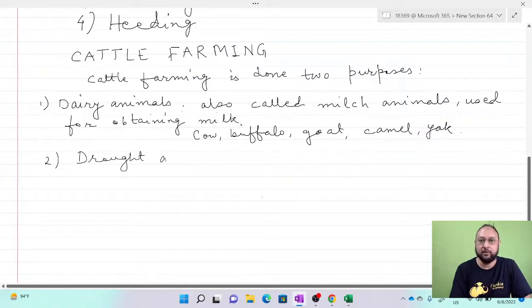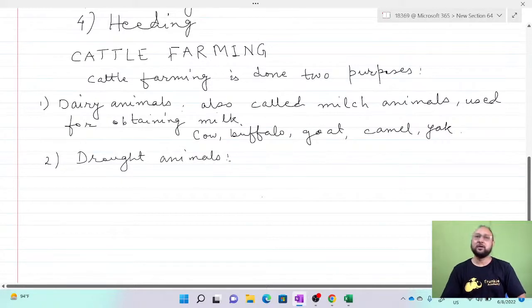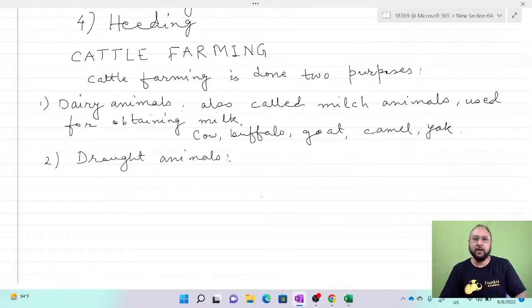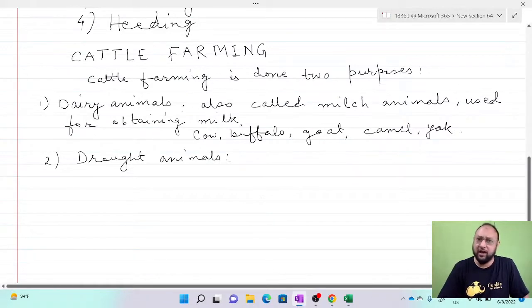Now, number two is the draught animals. Drought is when the condition becomes very dry without rain for a longer period of time, and the land and the soil become dry. So these are the animals used in agriculture for work and transport.